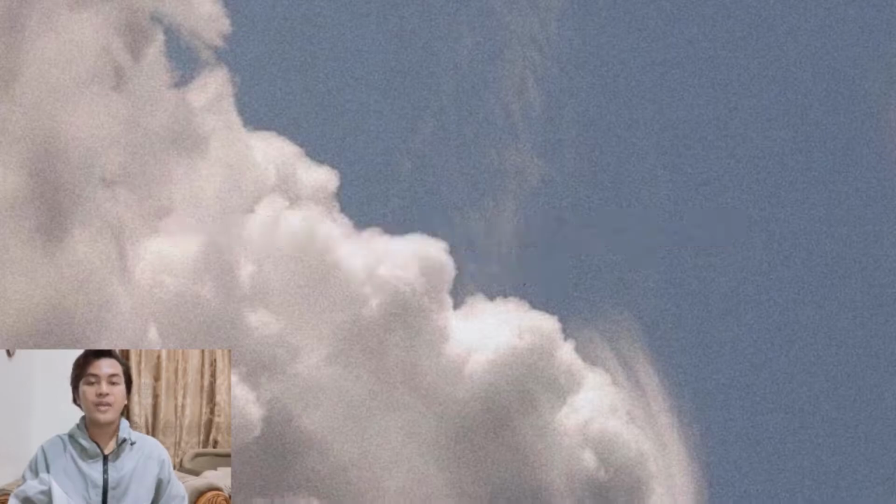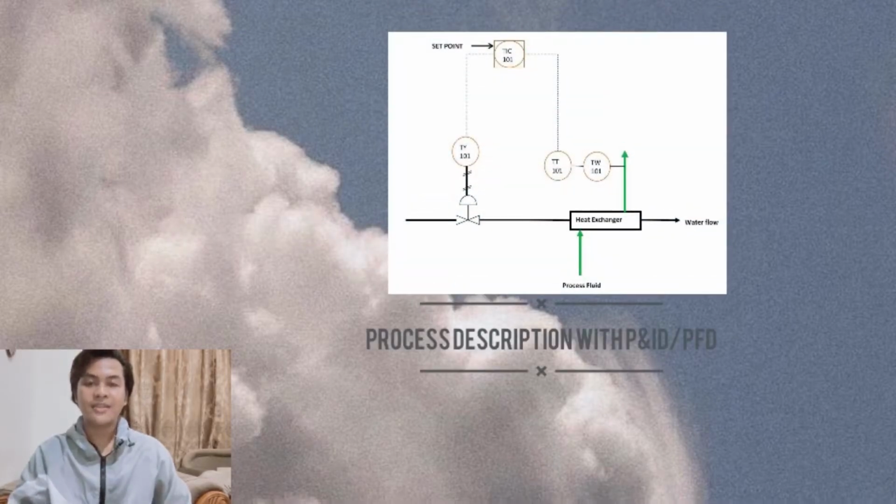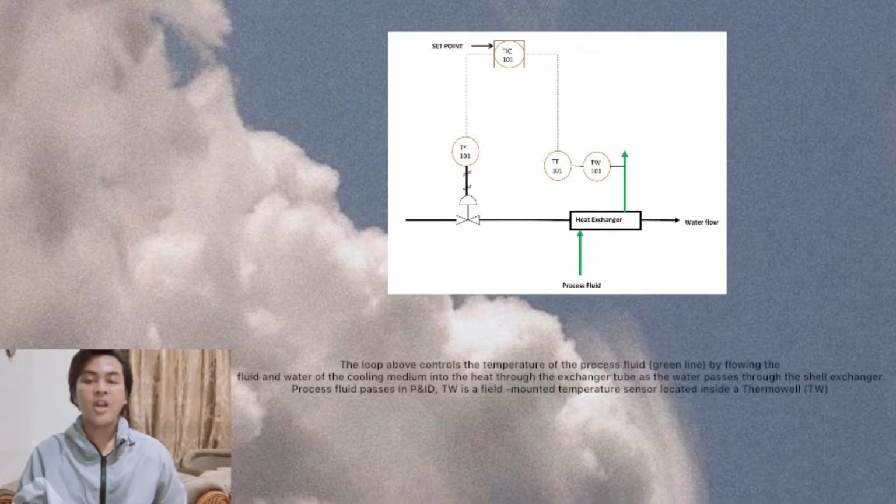Now I will present the process description and schematic diagram, the P&ID. The loop above controls the temperature of the process fluid by flowing the cooling water medium into the heat exchanger tube as the process fluid passes through the shell. In the P&ID, TW is a field-mounted temperature sensor located inside a thermowell.